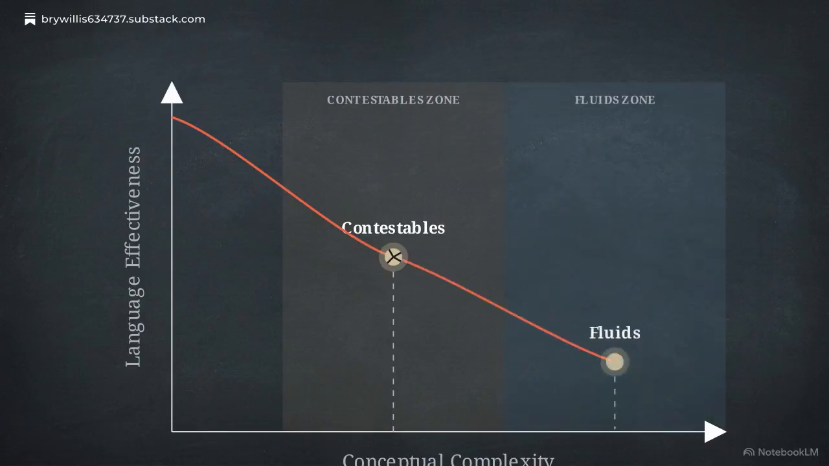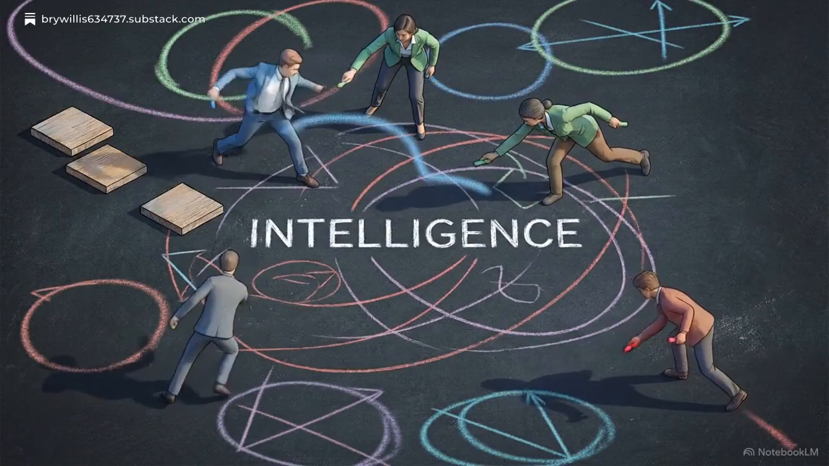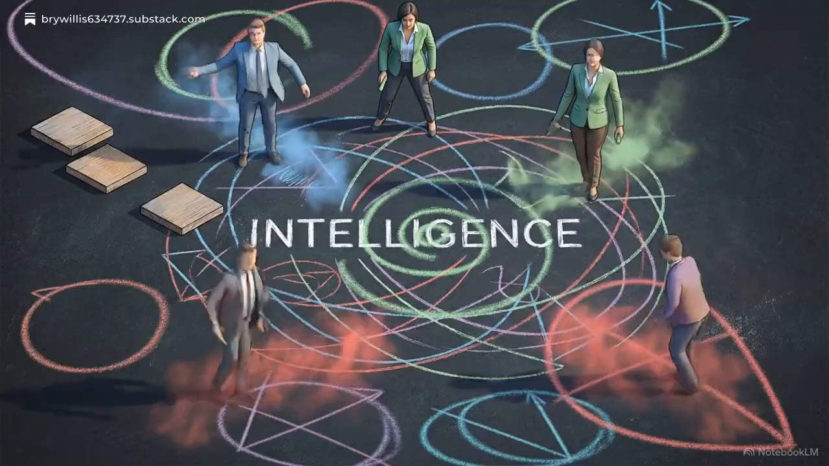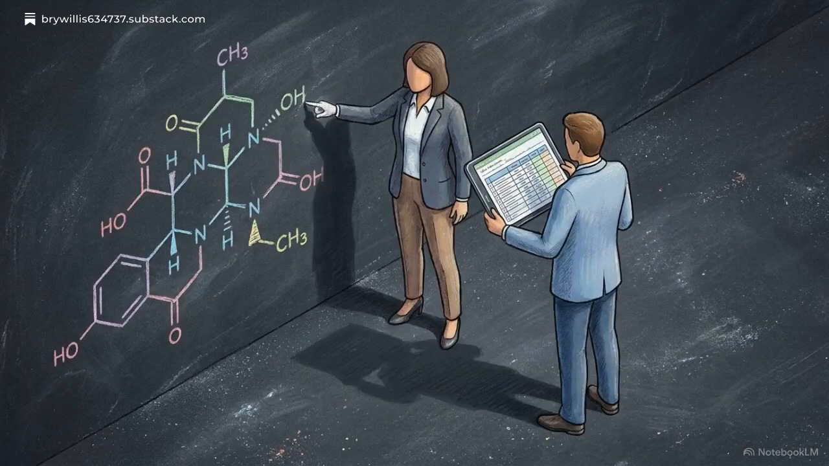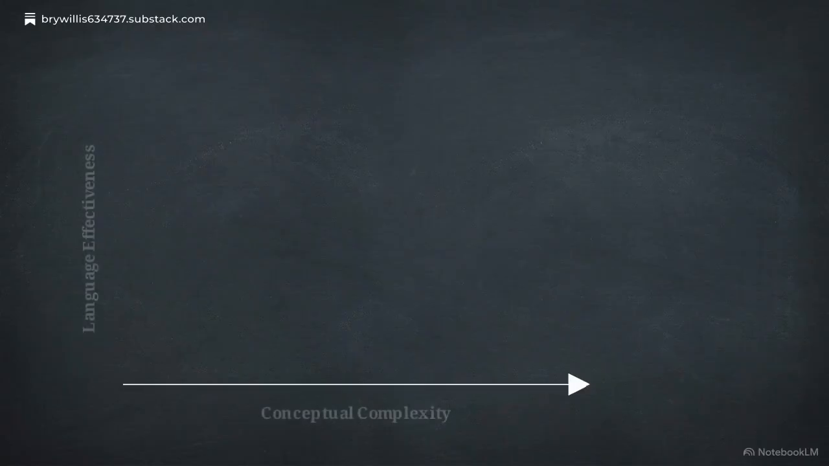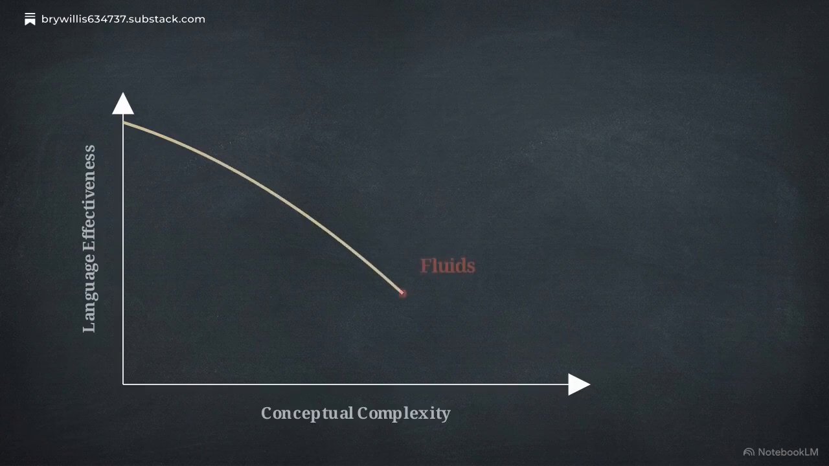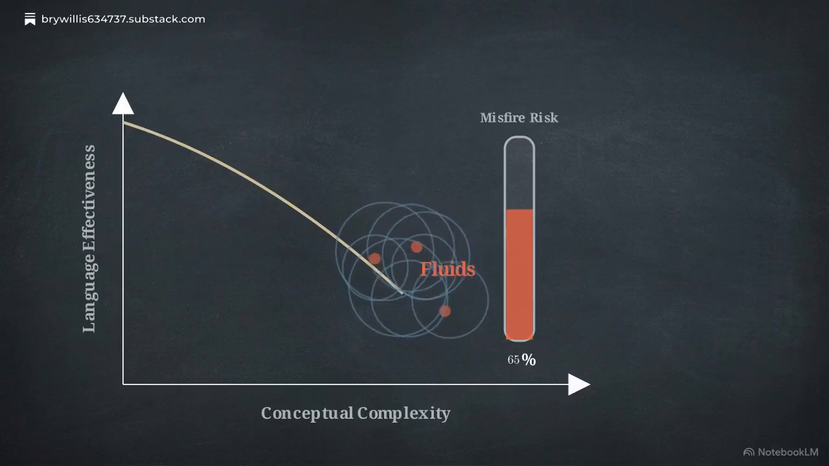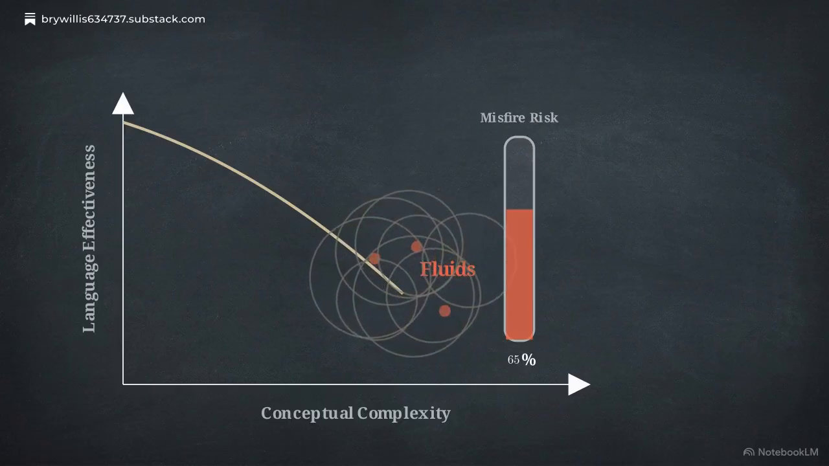Further right on the complexity axis, we find the fluids. Fluids are amphibious terms like intelligence, consciousness, or equity, words that slip across different disciplines without ever finding a fixed home. While contestables are a battle over a shared stake, fluids often dissolve the stakes entirely. Because the word's meaning drifts across operational frames, speakers may not realize they are talking past each other until the misunderstanding is total. In this region, the misfire risk reaches 60 to 70%. In the fluid zone, adding more definitions often multiplies the confusion. Meanings overlap across disciplines without ever converging on a single point of clarity.